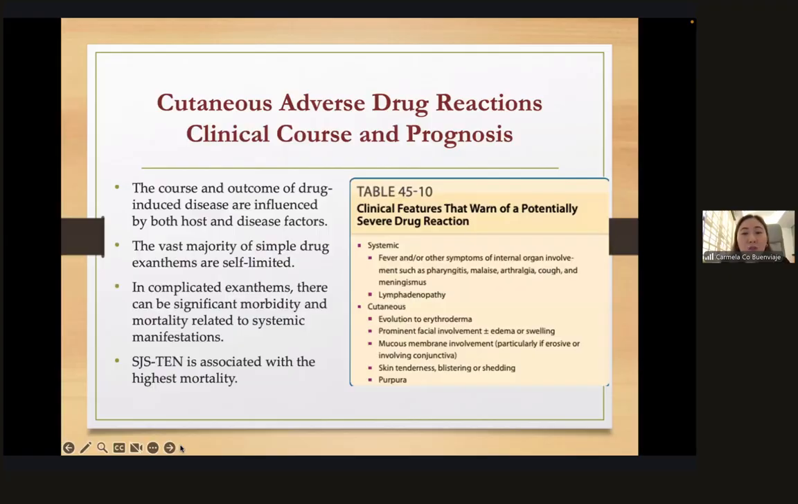So for the clinical course and prognosis, the course and outcome of drug-induced diseases are influenced by both host and disease factors. The vast majority of simple drug exanthems are self-limited. That's for the exanthematous drug eruption. In complicated exanthems like that for DRESS, there can be significant morbidity and mortality related to systemic manifestations. SJS/TEN, which we'll be discussing later, is associated with the highest mortality among the cutaneous adverse drug reactions.